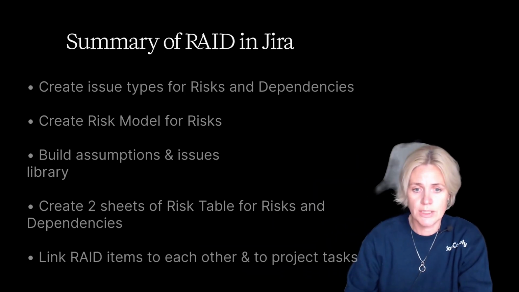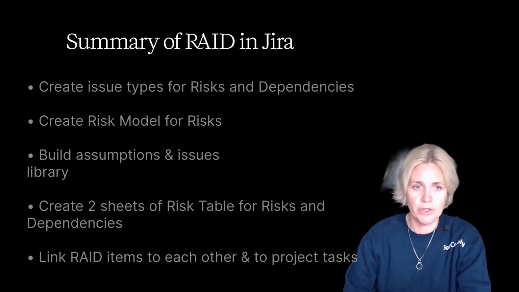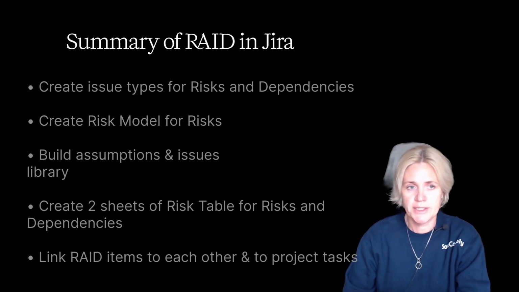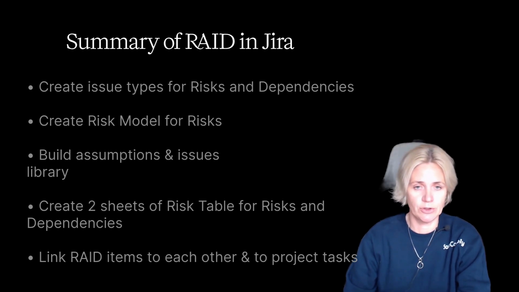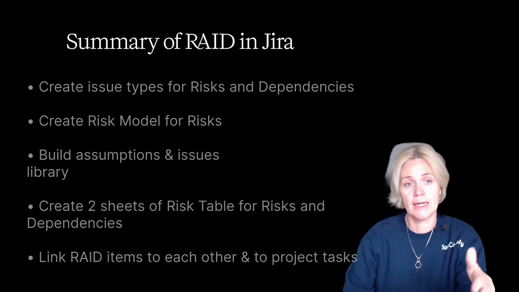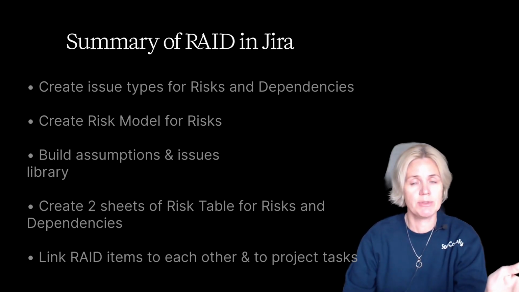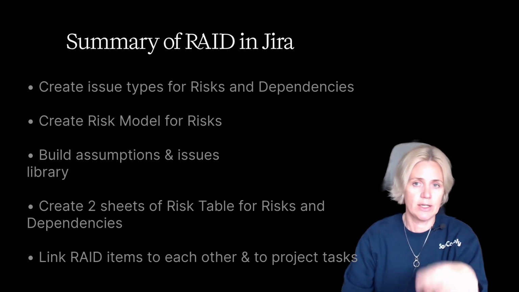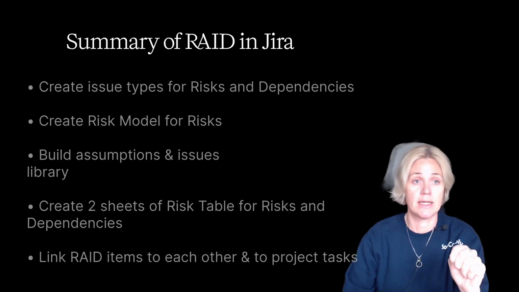So this, in short, is how you can manage your RAID in Jira. So first you create the issue types, then you create the risk model for risk issue type. You then build the assumptions and issues library in the object registers of the Risk Manager Plus app. And then in the risk table, you create two tabs, one for risks and the other for dependencies. You then assign relevant issue types for each tab, so they will automatically be populated in the correct tab. And then you can customize the columns of the table as you like.